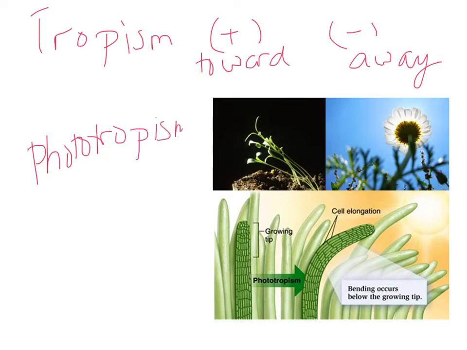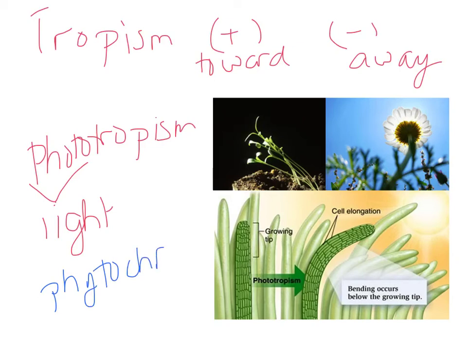And hopefully you remember that photo is light. Okay, so this is the plant's response to light. And so with phototropism, the plants have what are called phytochromes. Those phytochromes are basically light receptors, and they can detect light direction, intensity, and wavelength. And those phytochromes will send the signal. And again, the response here is going to be due to auxin.